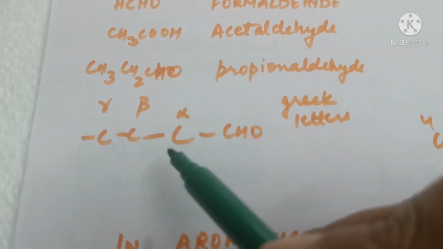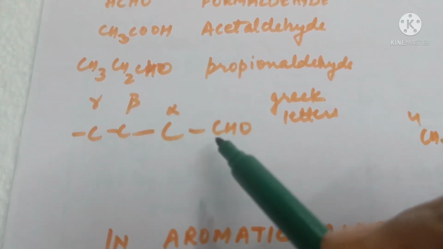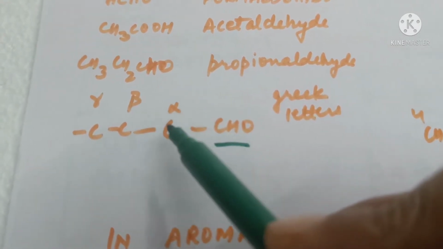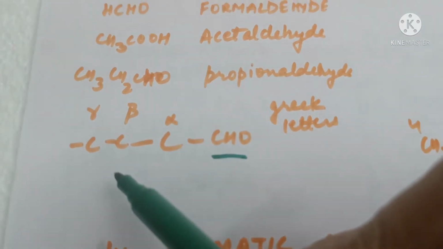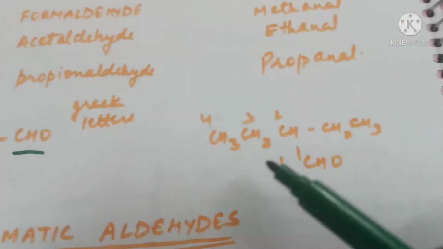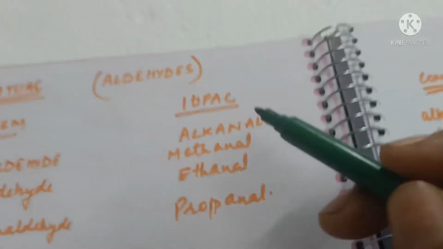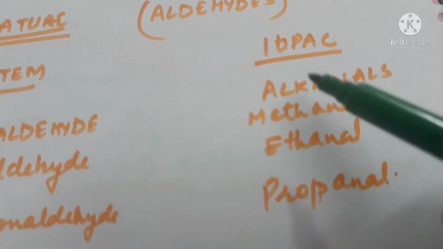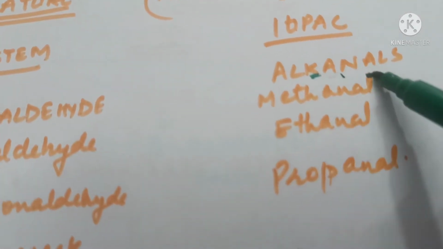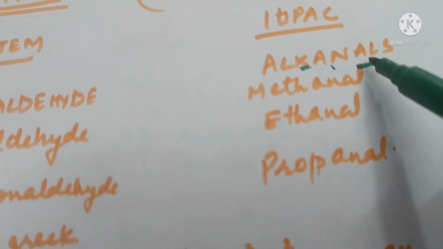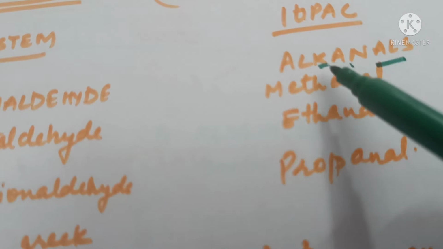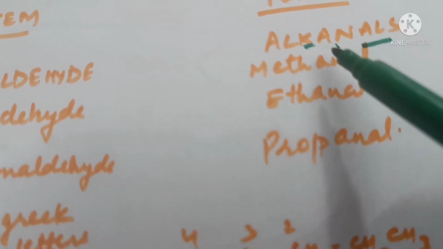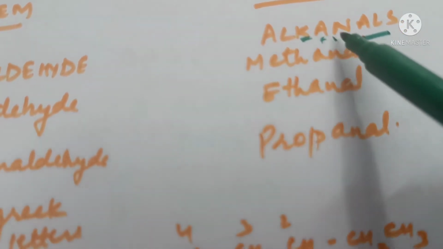If a substituent is attached, then the carbon which is attached to the functional group, to the aldehyde group, will be called alpha. So the prefixes alpha, beta, gamma, etc. are used in the common system, whereas the prefixes 1, 2, 3, etc. are used in the IUPAC system. So in the IUPAC system, aldehydes are named as alkanals. The suffix al is used for the aldehydic group, and the total number of carbon atoms will decide the name of the compound. If it's a one carbon compound, then meth, then ane, methane.